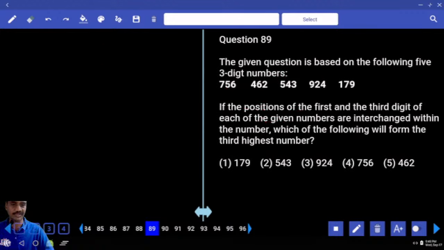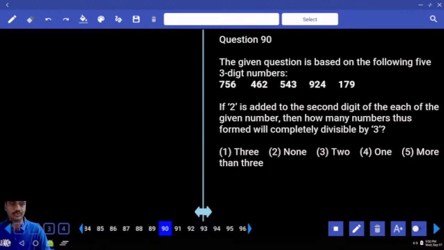Now here in this 89, positions of the first and the third digits of each of the given numbers are interchanged. And within the number, which of the following will form the third highest number? We are talking about the third highest. Which digit is coming to the first place? Last digit. Among the last digits we need to find out the third highest. Which is the highest? 9 is the highest. Second highest, 6. Third highest, 4. And 4 is your answer, 924 choice. Clear? Then question number 19.